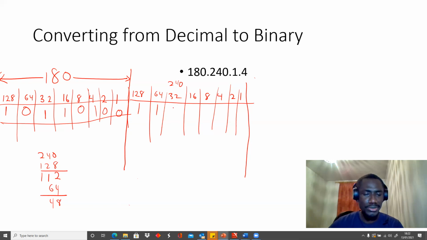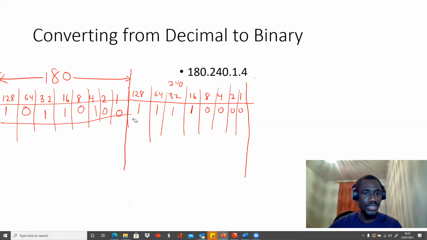So can we buy 32? Yes, because we have 48 pounds. So 32, we have 16 left. Can we buy 16? Yes, because we have 16 pounds. And that's 0. So we have 1 here. This will be 0, 0, 0, 0. So that's how you write 240 in binary.